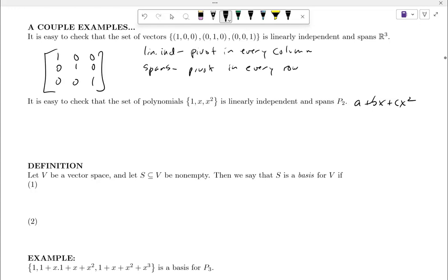Well, we did it for R3. We did it for matrices. What do we do it for polynomials, do you think? You can still put it in a matrix, right? Because I can think of these basically as coordinates, right? What matrix would we get out of this? What column do you think we would form from the 1?